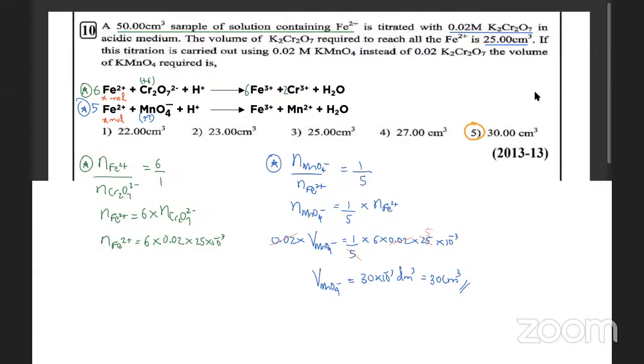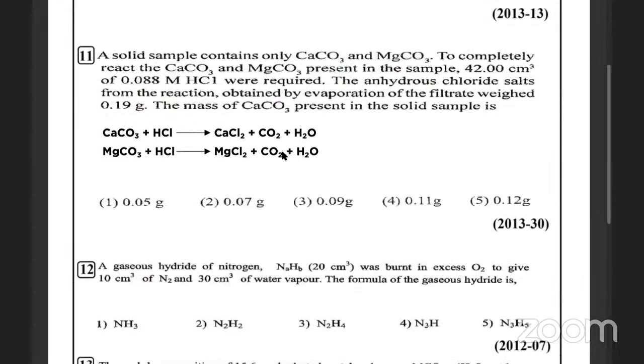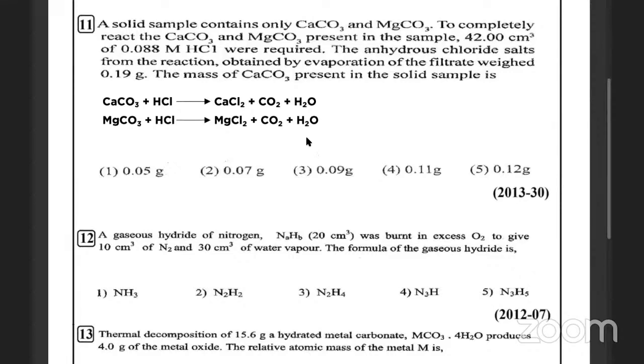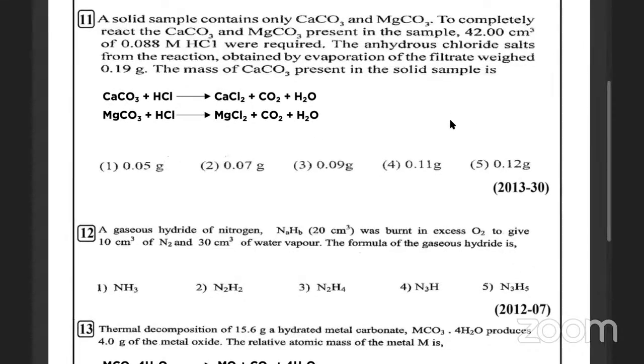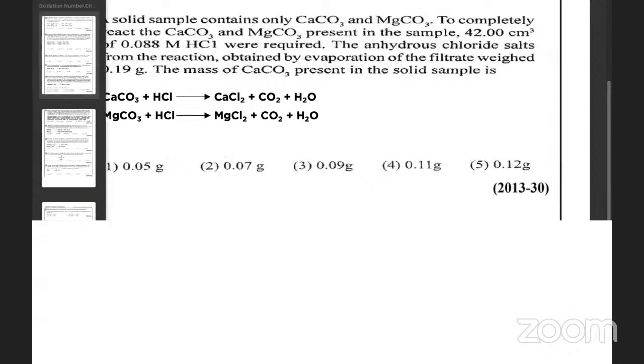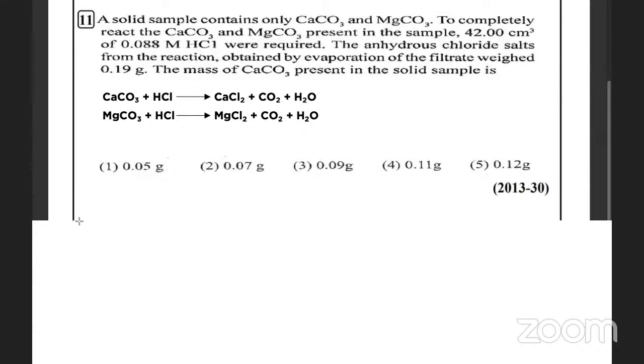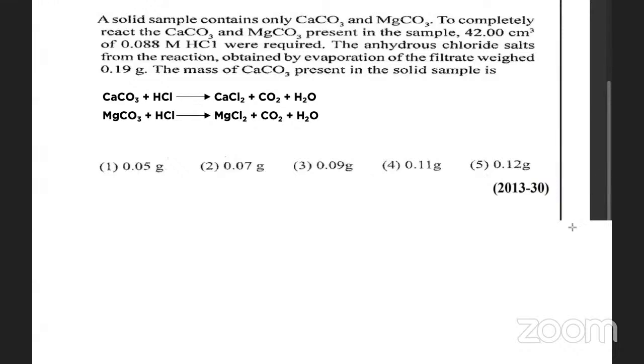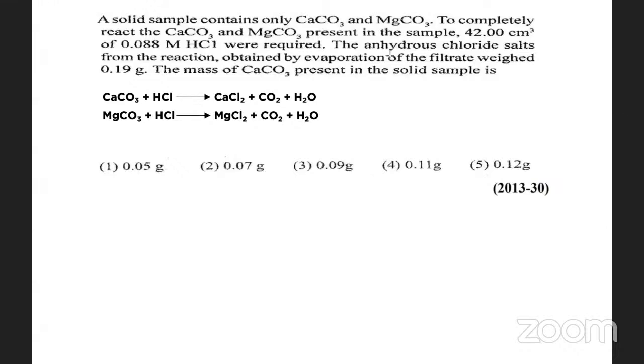Okay, done. And the next question comes from 2013 once again, 30th MCQ. Okay, now how are you going to do this? Again, the reactions are provided to you, so it should not be a problem. Right, here we go. Next one.